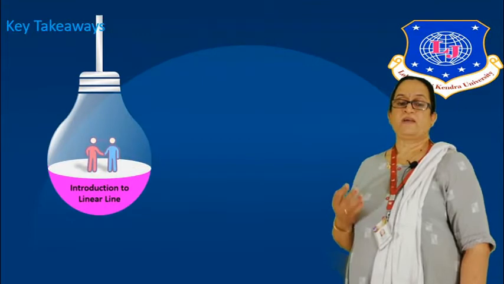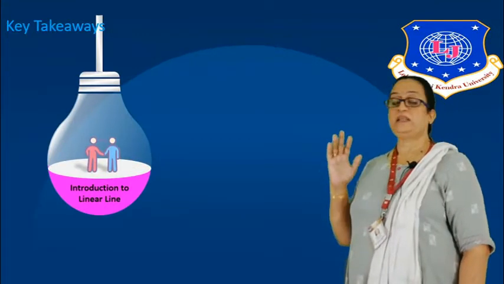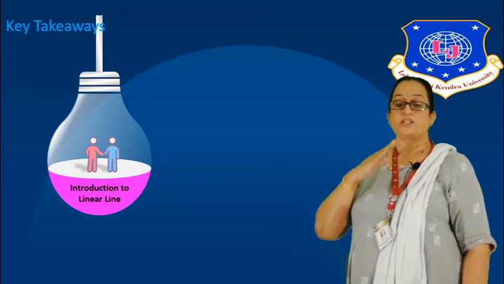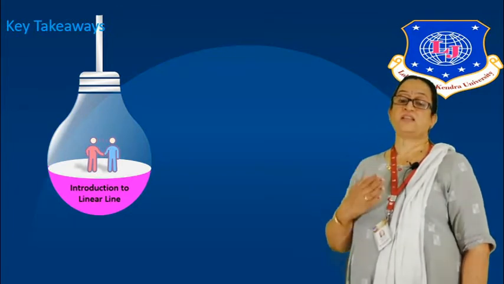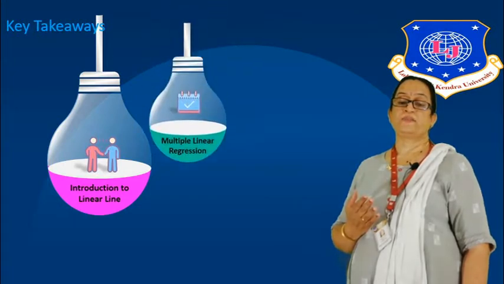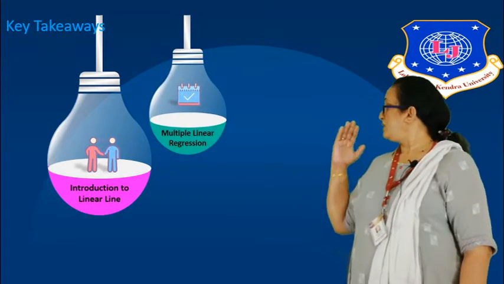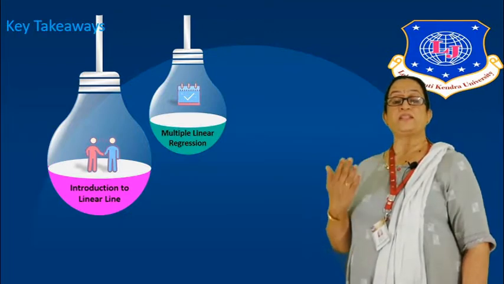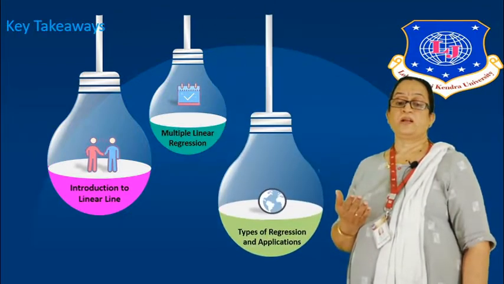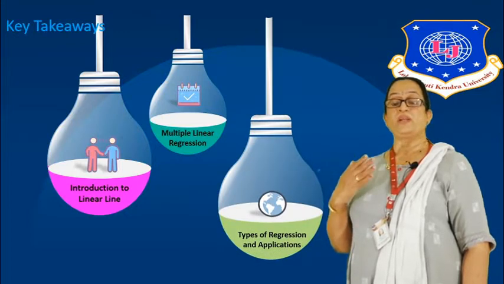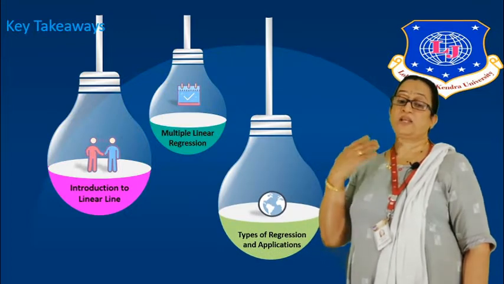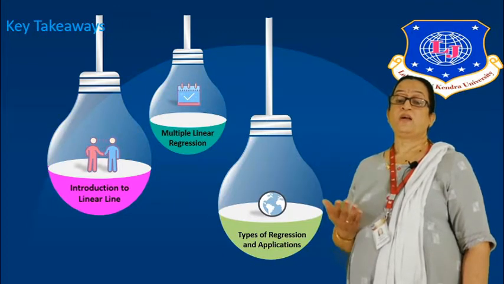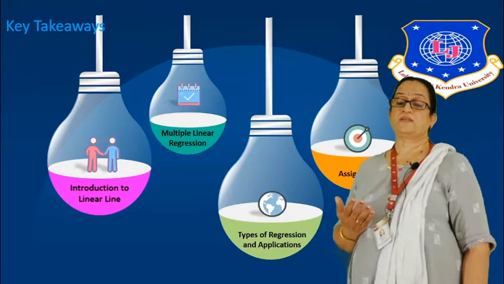So here we will be having a brief introduction on linear line, right? How the line is being drawn. We have positive line and negative line. We will be seeing the various graphs also of the line. Then we will see about introduction on multilinear regression, and we will also compare it with simple linear regression. Then we will see about the different types of regression and the various applications of multilinear regression as well as simple regression, followed by certain assignments.